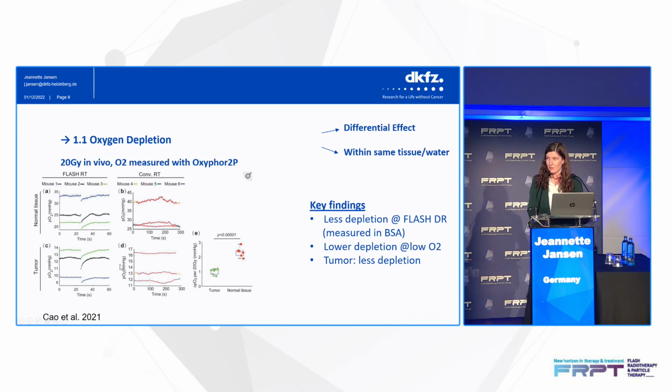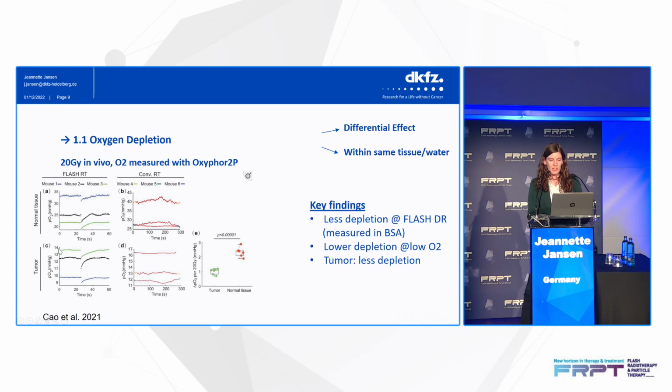This was a nice study from Shukao et al., from Brian Polk's lab. I think you all know that one. In here, they also did some measurements in BSA and also found less depletion at flash. So this is, I think, what we can really agree on. However, you don't see it when you do the studies in mice because we have cardiovascular systems, so you would have a reoxygenation of the tissue while you have a depletion.